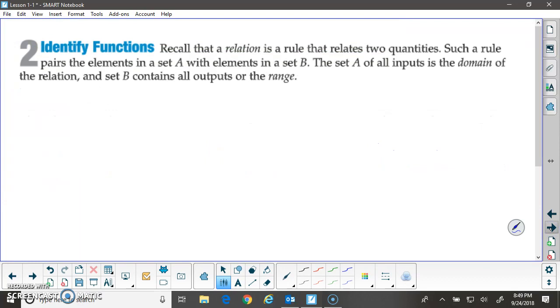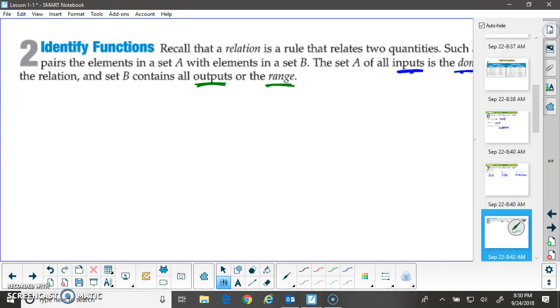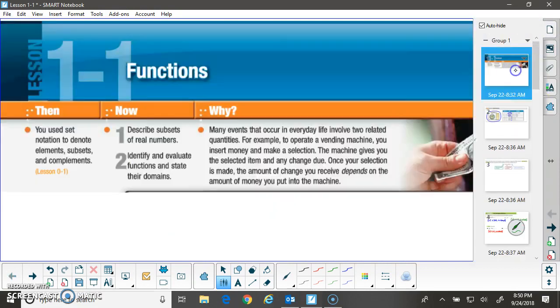So now I want to get into what a function is. Before we get into what a function is, remember that a relation or a relationship is a rule that pairs an element in set A to an element in set B. Now we call the set of inputs the domain. And we call the set of outputs the range. So our formal definition of a function is: for every element in the domain, there exists exactly one element in the range. So let's go back and look at this example from the first slide that I had.